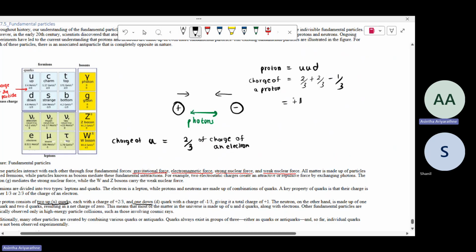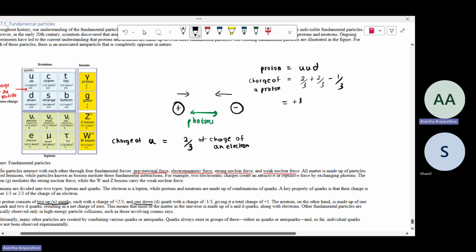That is what we already know. The charge of a proton is positive 1 with respect to the electron. The charge of an electron is negative 1, the charge of a proton is positive 1. The actual value is 1.6 times 10 to the power minus 19 coulomb. The magnitude of the charge of proton and electron is the same.